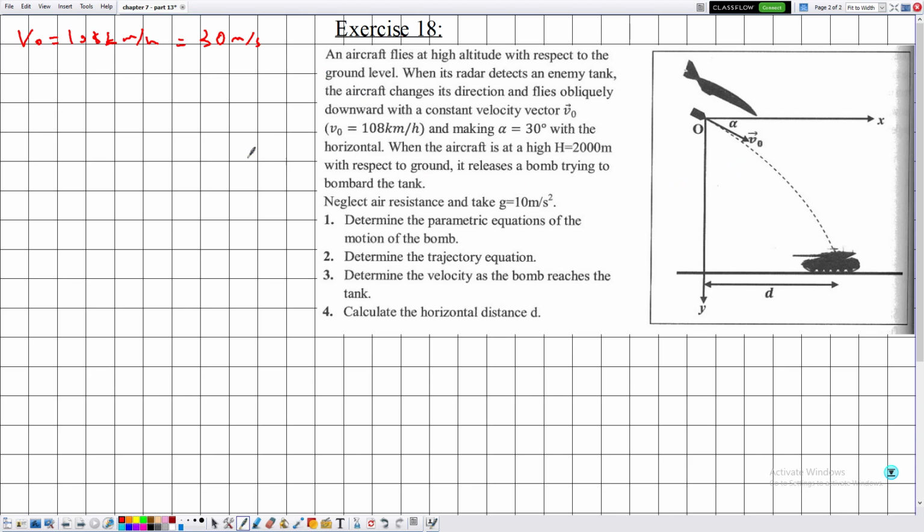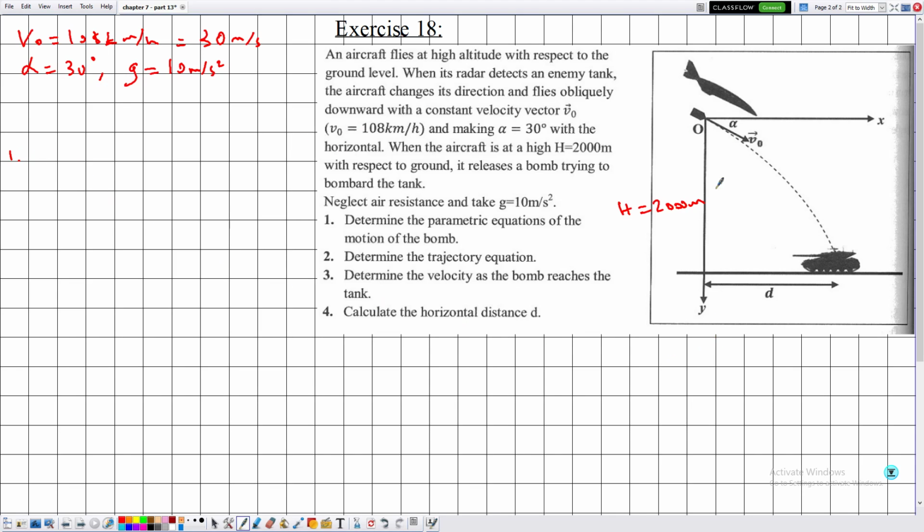Okay, and making an angle alpha, which is equal to 30 degrees with the horizontal, when the aircraft is at a height h equal to 2000 meters with respect to the ground, it releases a bomb trying to bombard the tank. This is interesting. And take g equal to 10 meters per second squared, which means for sure this is being performed somewhere on the earth.